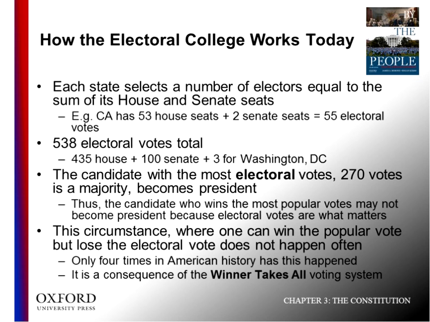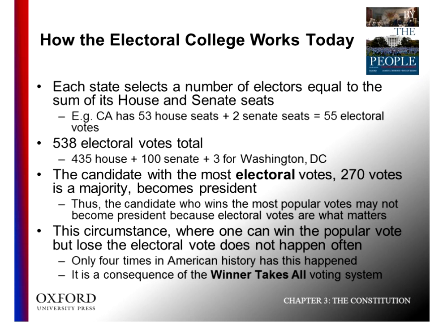So in today's world, the electors don't have any independent authority. They have to do what the California voters tell them or New Jersey voters tell them. And if not, they can actually get into a lot of trouble. In some cases, we call these faithless elector laws, where in some places like Oregon, they can be hit with $100,000 fines and go to jail for a number of years.